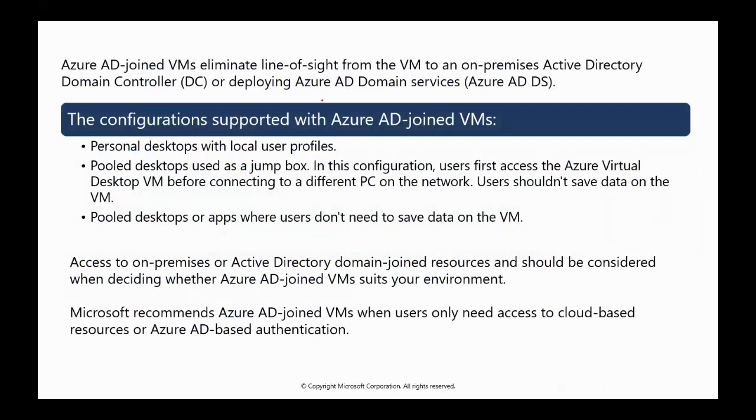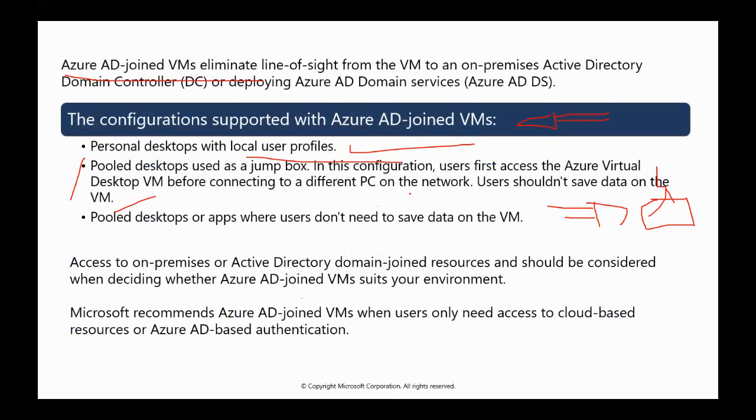Whenever we talk, we should mention some important things. You should always have all your virtual machines domain joined. This is very important. You should always configure your virtual machines to join the domain and guide them to use the personal desktop with the local user profiles. If you have a pooled desktop, you need to use it as a jump box, so that your virtual machines go directly to the place where the pools or the profiles are installed. When joining these host pools, always join them with Azure joined virtual machines.